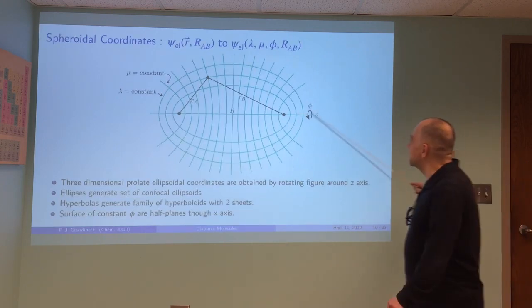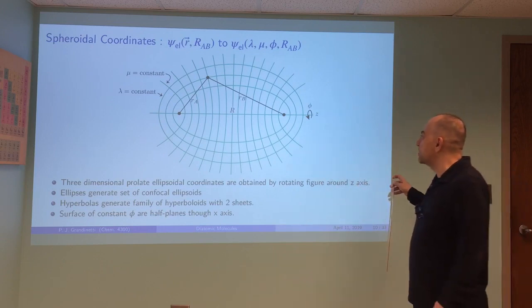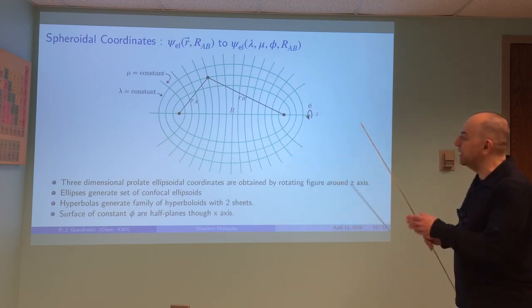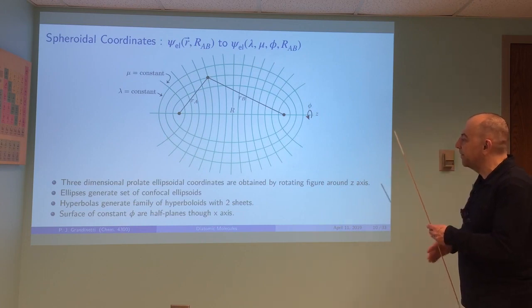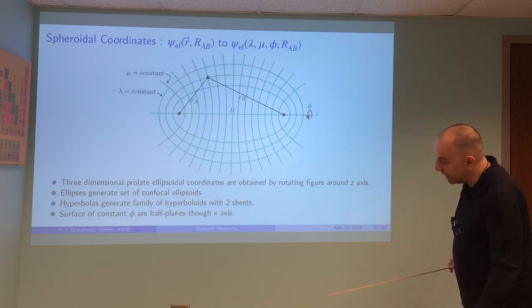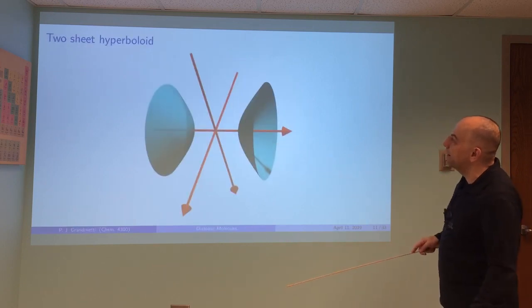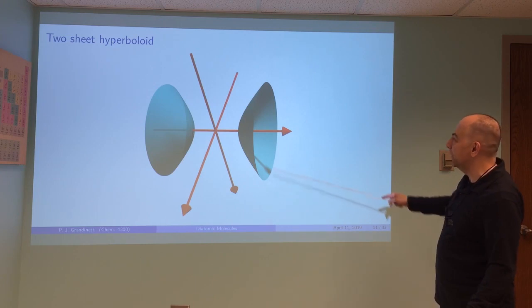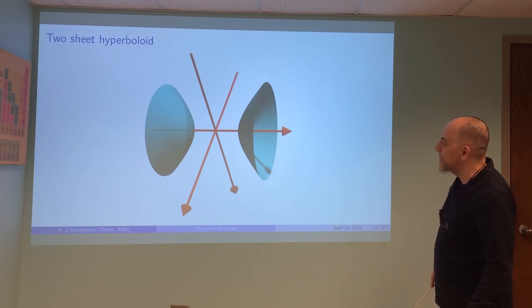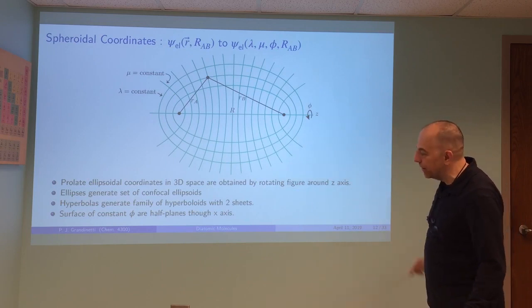And then these phi's, the surfaces of constant phi, will be half planes, which end at the z-axis and pass through all the x-axes there. Just to show you, this is what I meant by a 3-dimensional hyperboloid. Okay, so that's what the shape looks like. You imagine rotating this in 3D, and that's your 3-dimensional coordinate system.